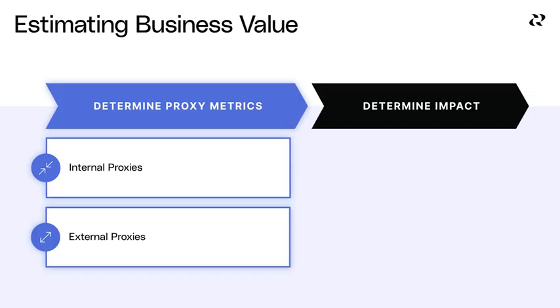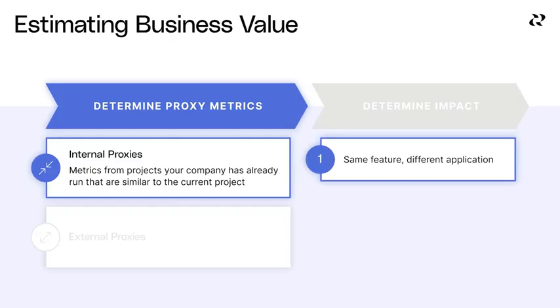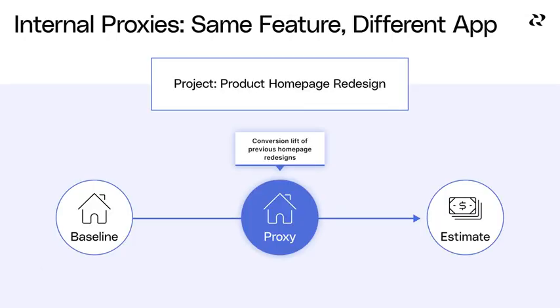There are 2 types of proxy metrics you can use: internal proxies and external proxies. Internal proxies are metrics from projects your company has already run that are similar to the project you're currently running. Similar projects can come in a couple of forms. The first is same feature, different application. Let's imagine you're redesigning your product homepage and trying to estimate the impact on conversion. One internal proxy may be the conversion lift you saw on previous homepage redesigns. The common thread here is the homepage redesign, even though the timing and purpose of that redesign may be different.